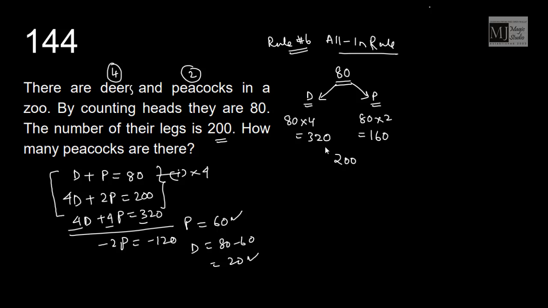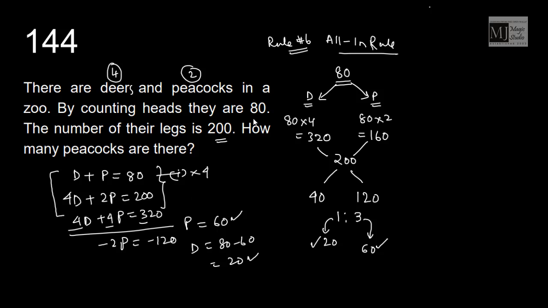So the average of legs count is 200 for deers and peacocks. Let's use our butterfly. 200 minus 160 is 40 and 320 minus 200 is 120. Ratio is 1:3. 80 needs to be divided in the ratio of 1:3. That would be 20 and 60. So in one go, in a single go, I can find the answer. There are 20 deers or there are 60 peacocks. That is all-in rule, butterfly rule for solving linear equations.